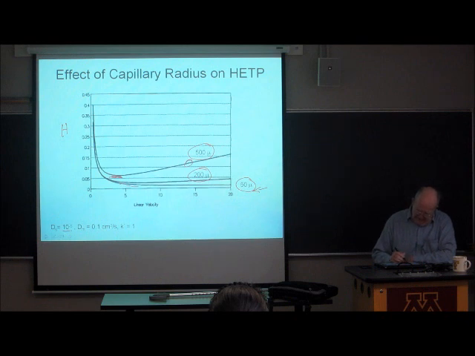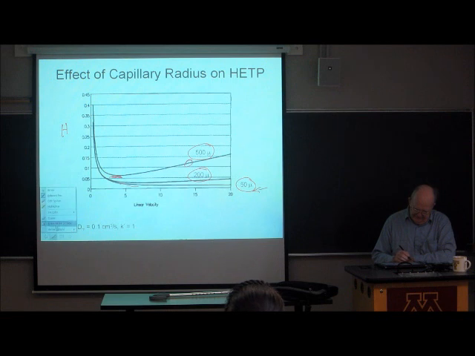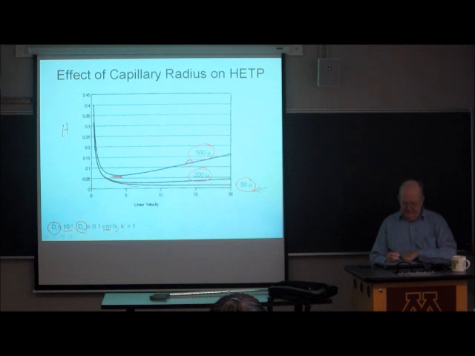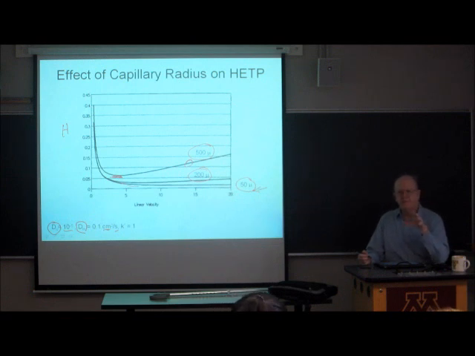These numbers over here are diffusion coefficients. This is a diffusion coefficient of a number like 10 to the minus 5 centimeters squared per second. Diffusion coefficient in the mobile phase is a lot bigger. In fact, it's 10,000 times bigger than in the liquid phase. And this is characteristic of gases versus liquids.